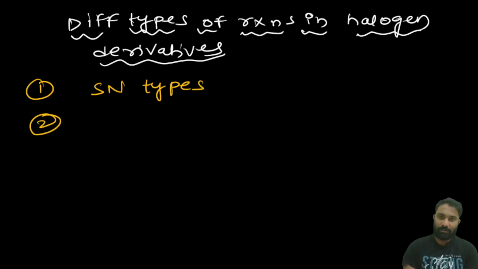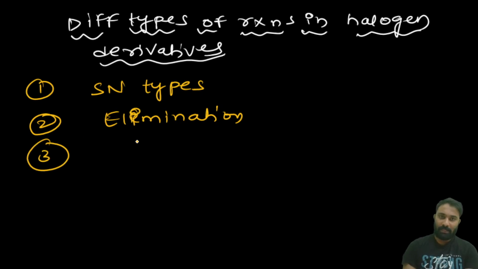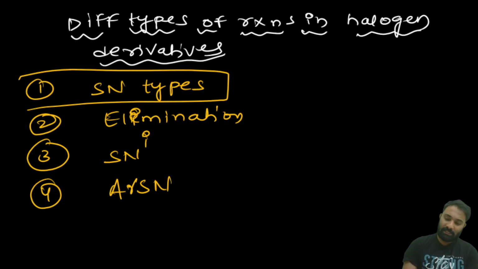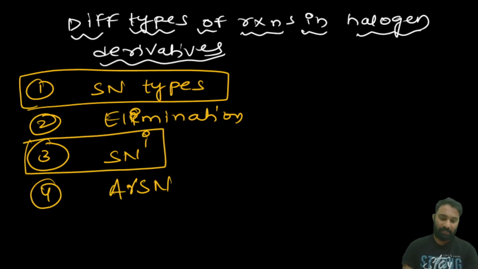First one is the SN type. First we are going to see the SN type reactions. Second type we are going to see the elimination reactions. Next one we are going to see the SNi type, and the fourth important reaction is ArSN, aromatic substitution nucleophilic. In this lecture we are going to cover the SN type and the SNi.